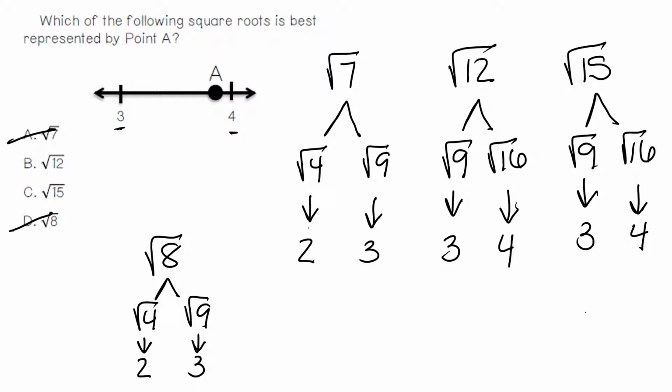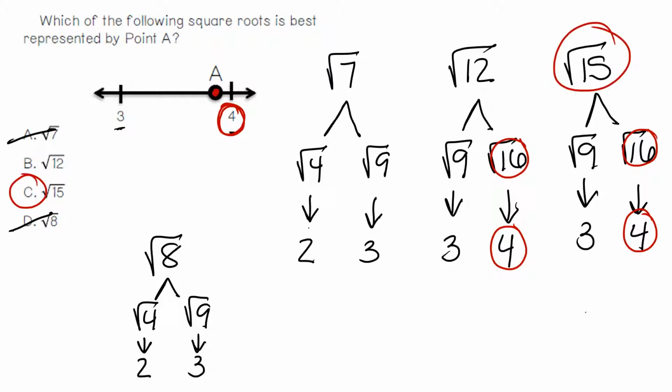Now we can use some common sense and look at our actual number line. Point A is very close to the number 4. So looking here, if 4, our answer, is close to 16, we want to pick the answer that is closest to 16. And in this case, 15 is closer than 12. C is our correct answer.